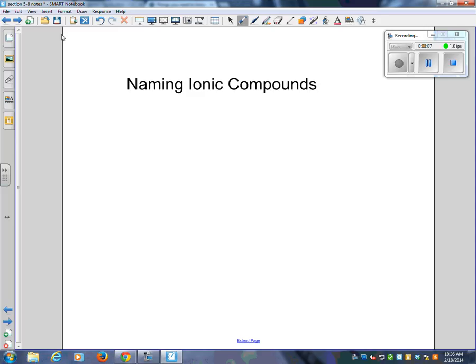Table 1 gives the names of some nonmetals in ionic compounds. So fluorine becomes fluoride, chlorine becomes chloride, bromine bromide, iodine iodide, oxygen oxide, sulfur sulfide, nitrogen nitride, phosphorus phosphide. Just add -ide. That's all you do.